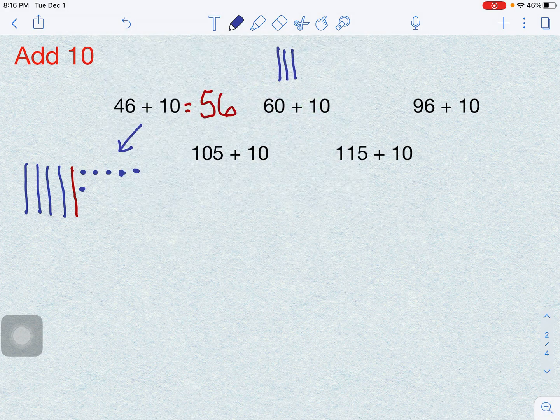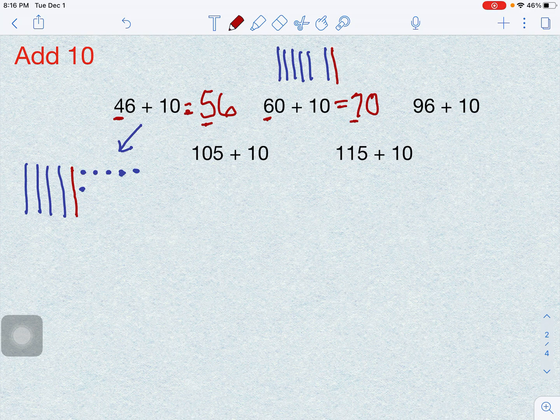1, 2, 3, 4, 5, 6 tens, and I'm now going to add another 10. That's right. Now I have 70. So what changed so far in both of these? Well, when the value in the tens place increases, it increases by 1 ten. Here I had 4 tens, then I had 5 tens. Here I had 6 tens, now I have 7 tens.